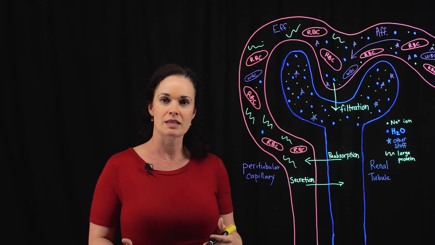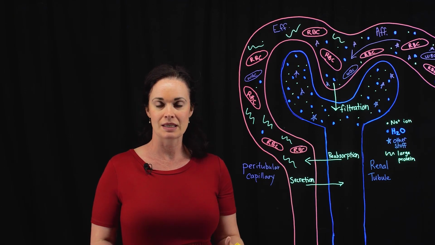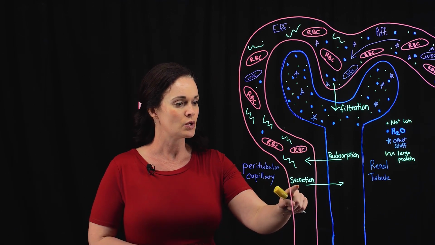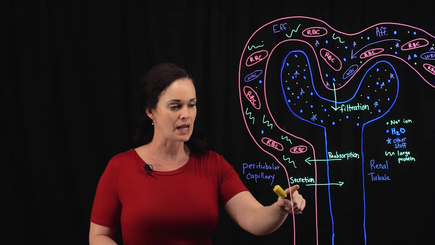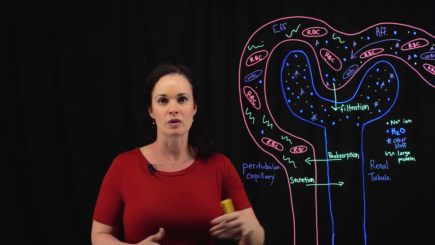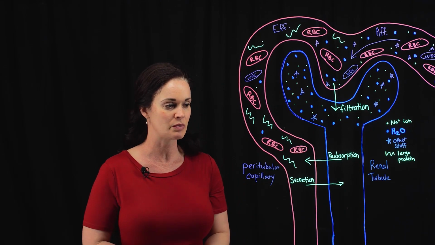And so secretion is kind of the last step in the process of urine formation that allows us to get rid of some of those things that were too large to fit, and they move entirely through an active process from the peritubular capillary into the renal tubule. So they're secreted from the blood into the renal tubule where they're then going to become a part of the urine.